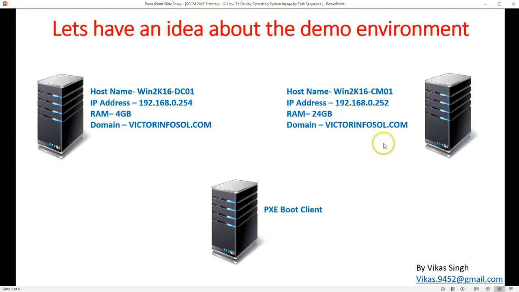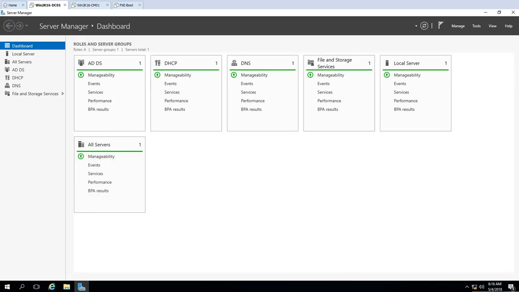So here is my demo environment. We have three virtual machines in this demo. The first virtual machine is my Active Directory server, which is Win2K16 DC01, and the IP address of this machine is 192.168.0.201. This is running the Active Directory, DHCP and DNS roles. In the last video we configured the PXE boot and DHCP options on this machine.